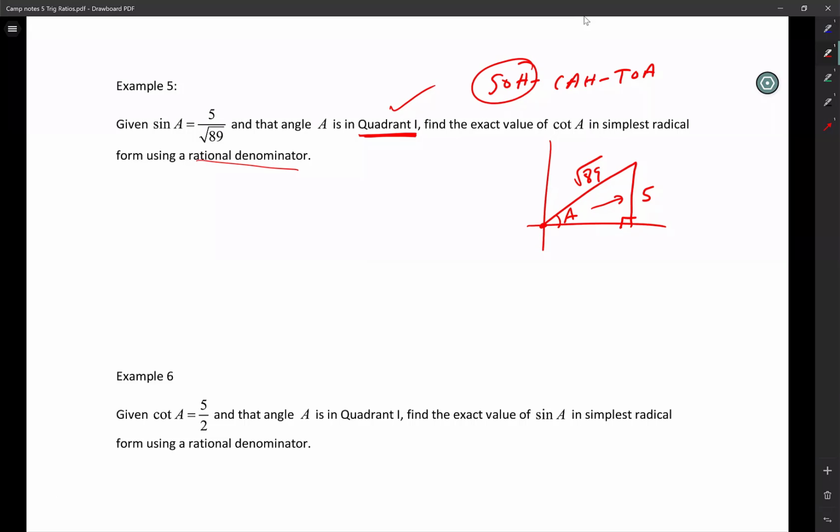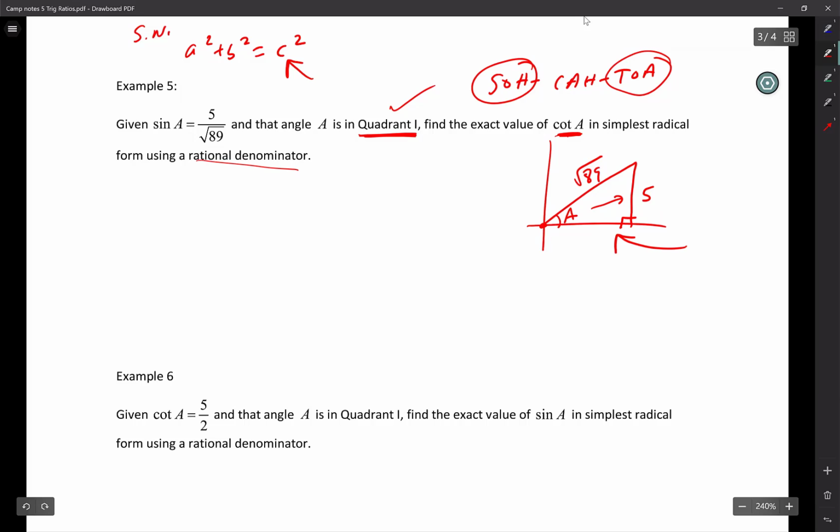They want me to give them the cotangent. So cotangent is the reciprocal of tangent, so I need adjacent over opposite. So I need this guy. I need to figure out what that length is. Since I have a right triangle, I can do Pythagorean Theorem. So real quick, guys, a side note, Pythagorean Theorem is just a squared plus b squared is equal to c squared, where the c is always, always, always the hypotenuse, your hippo.